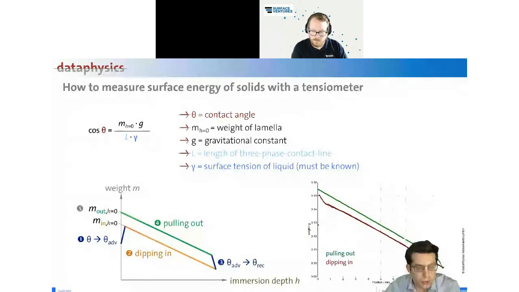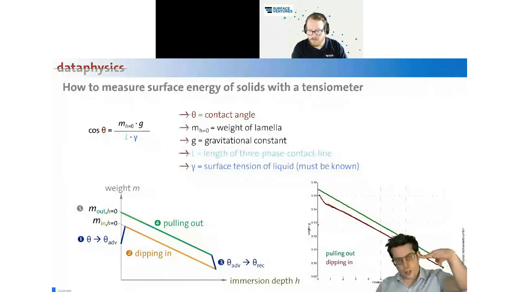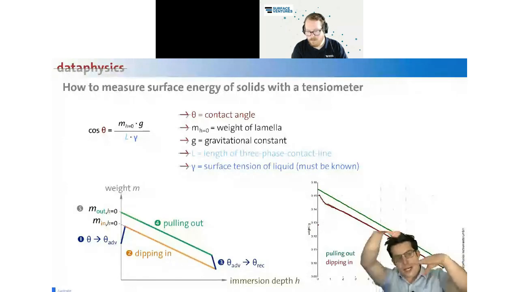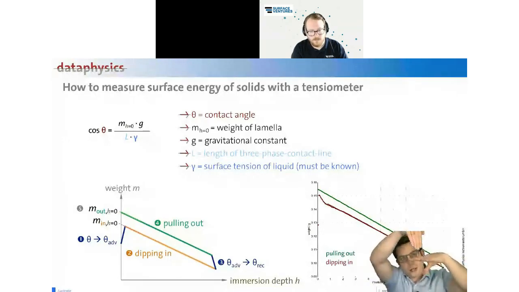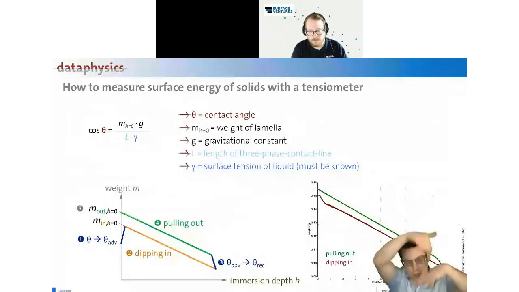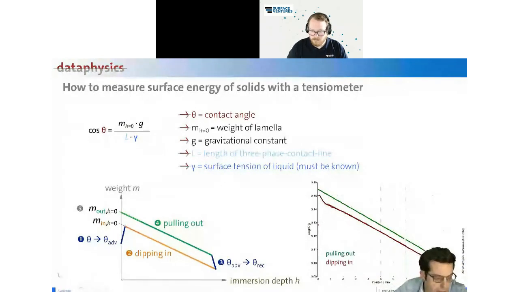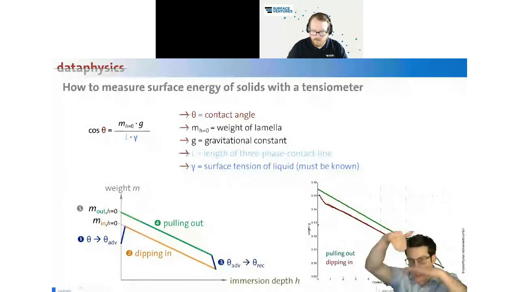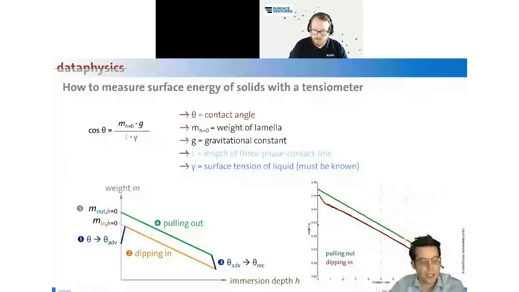So how do we do this? The measurement is very, very simple. We take water, we make sure it's pure, and then the tensiometer automatically lowers our sample into it and pulls it out again. And from this, we get this kind of graph here on the lower left side. So you have on the x-axis the immersion depth, so how deep the sample is inside the liquid. Then on the y-axis, you have the weight of the lamella.